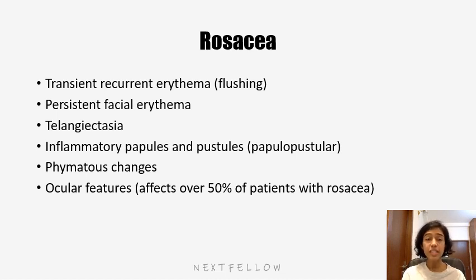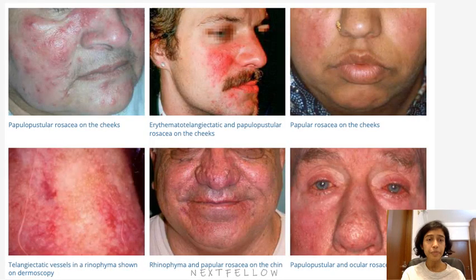Ocular changes can be seen in 50% of patients with rosacea. So you'll have the same telangiectasia, redness, and conjunctivitis, chronic keratoconjunctivitis. Just some variants of what rosacea can look like. So you can see the papulopustular variant, the erythema and telangiectasia on the convexities. Here you can see telangiectasia on the bottom of the nose, the phymatous variant, and here in the last photo you can see ocular rosacea as well.